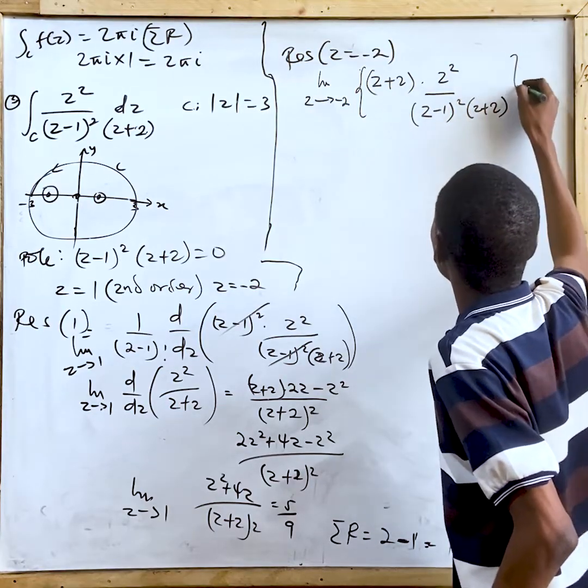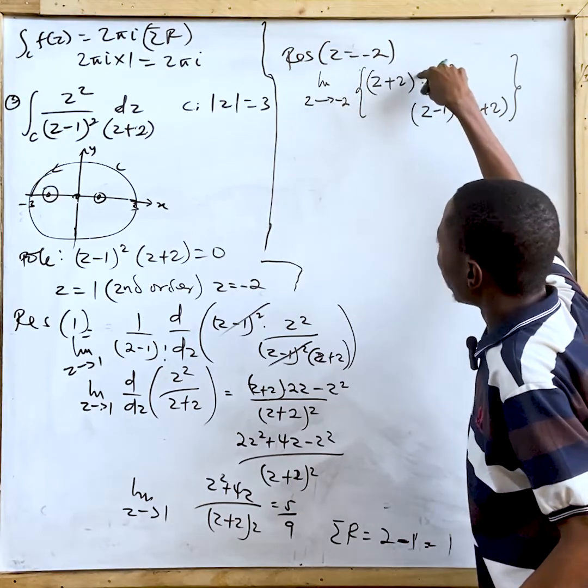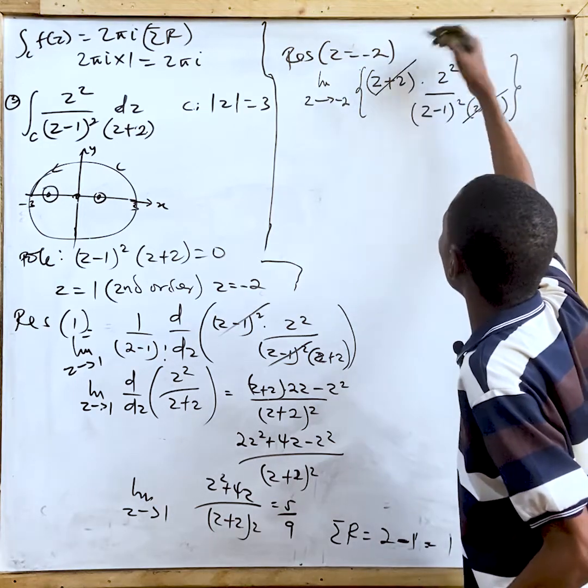You observe that the residue at a point, the point you are taking the residue at, will always cancel out. So z plus 2, z plus 2.